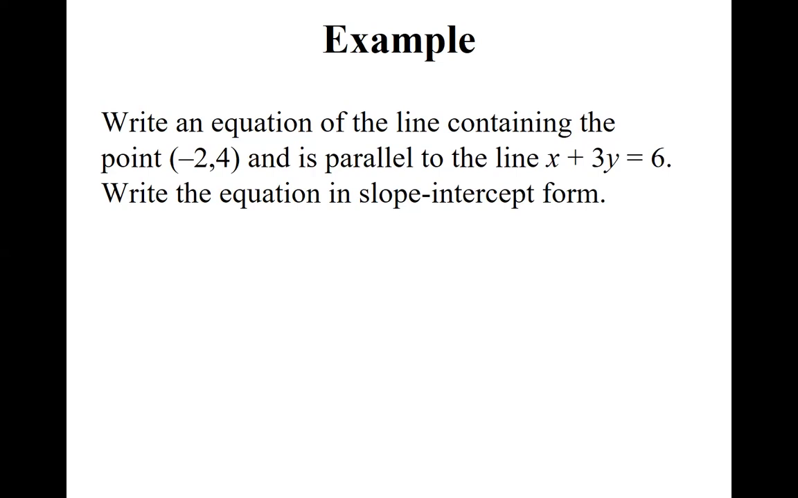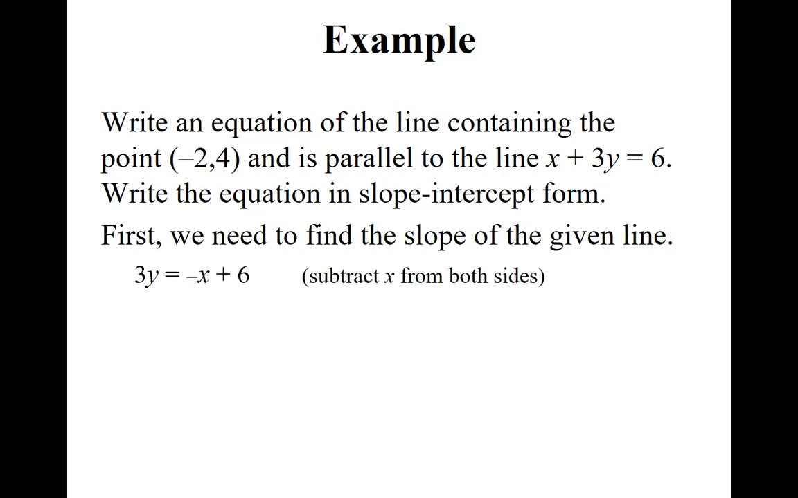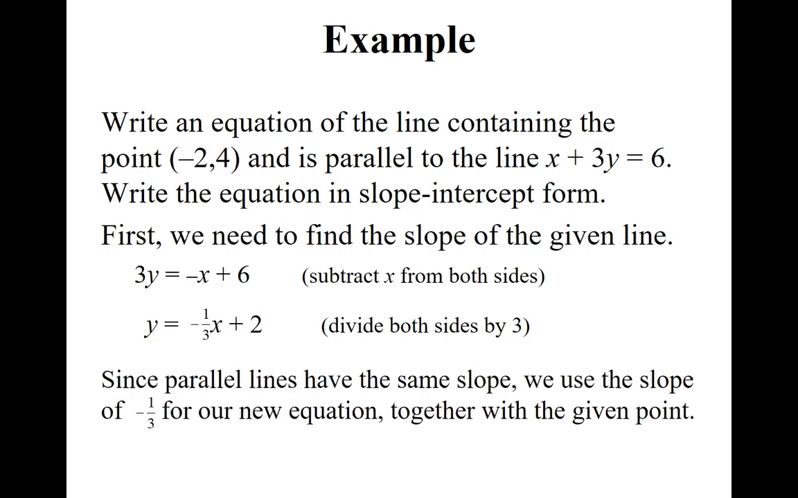So let's put that line in slope-intercept form. Subtract x from both sides. That gives us 3y equals -x plus 6. Divide both sides by 3. That gives us y equals -1/3 x plus 2. So we can see that the slope is -1/3. Parallel lines have the same slope, so we're going to use the slope of -1/3 for our new equation, along with the given point, (-2, 4).